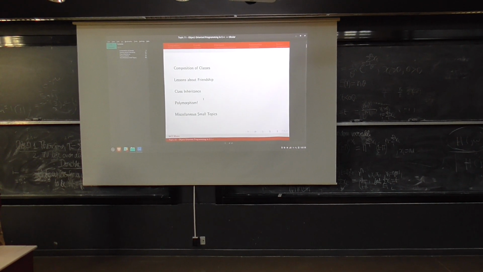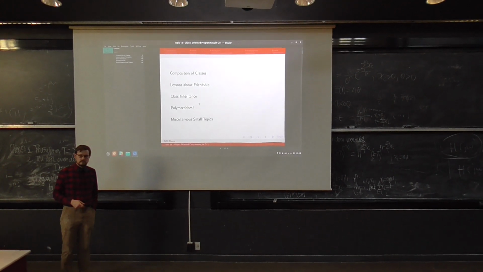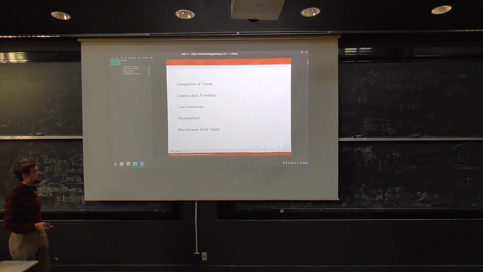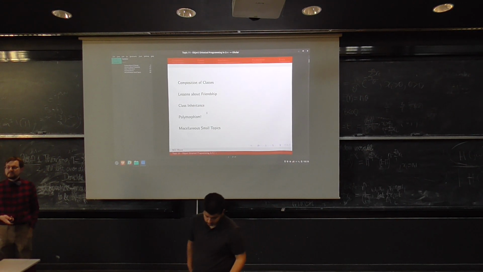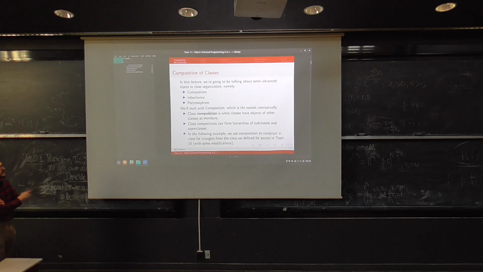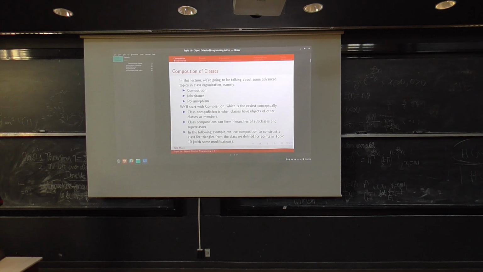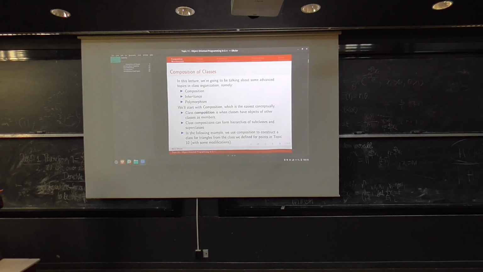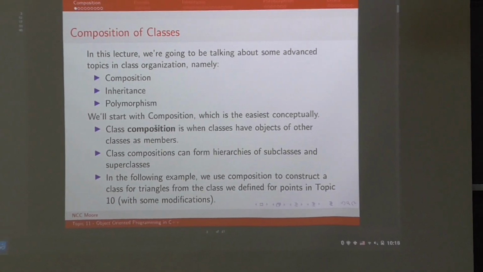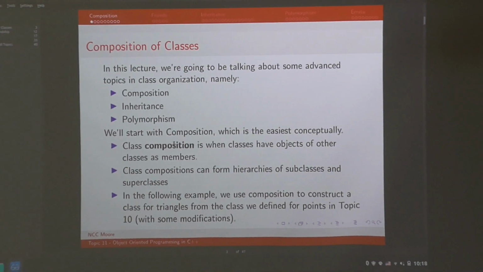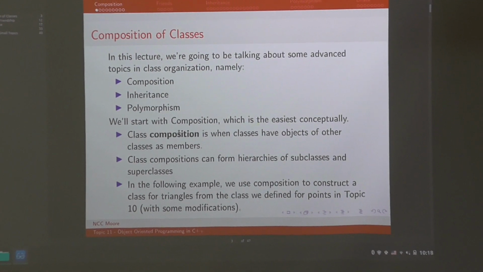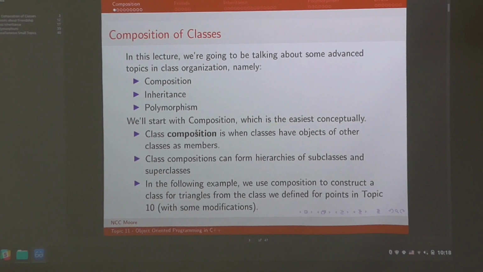So we're going to dive a little bit more into object-oriented. We're going to talk about inheritance, polymorphism, composition, also miscellaneous small topics. In this lecture, we're going to be talking about some advanced topics in class organization, particularly composition, inheritance, and polymorphism. We'll start with composition because it's the easiest conceptually, but we'll get to the rest of them in time. Composition is when classes have objects of other classes as members.